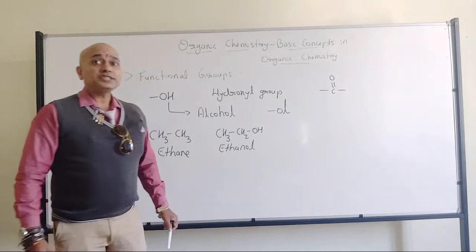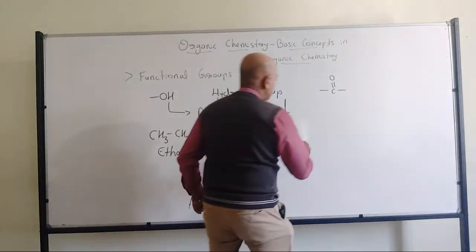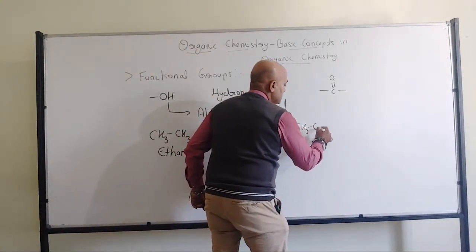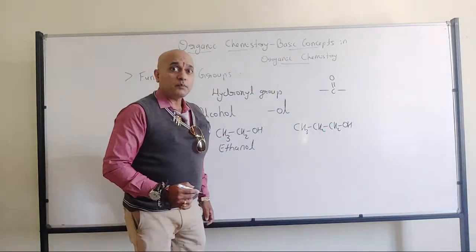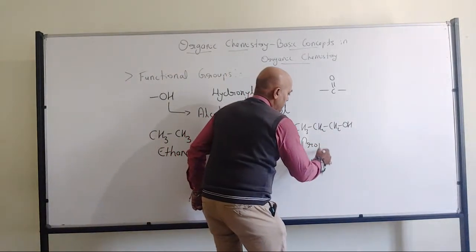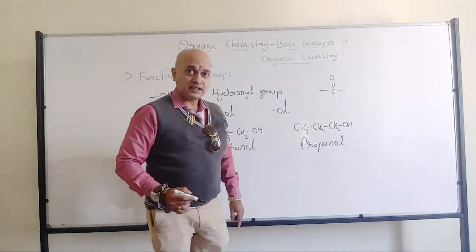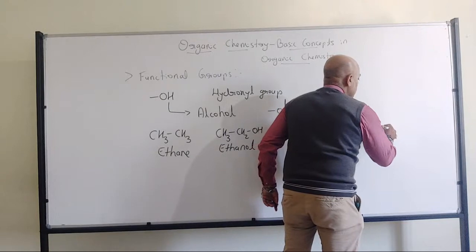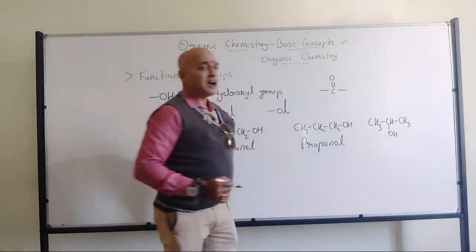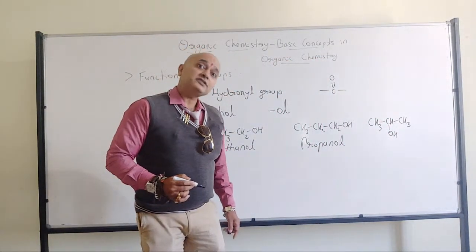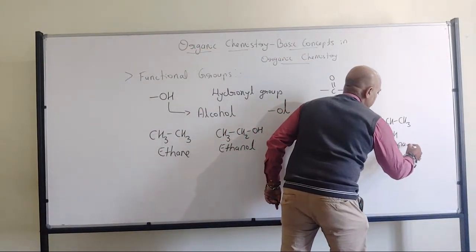And the OH group can be present anywhere, on the terminal or in the middle of the carbon chain. For example, I have CH3, CH2, CH2, OH. This is propanol because it's a propane derivative, 3 carbons, 1, 2, 3. Now, the alcohol group can also be present on the middle carbon. This can be called isopropanol, where iso talks about it being present in the middle of the carbon.